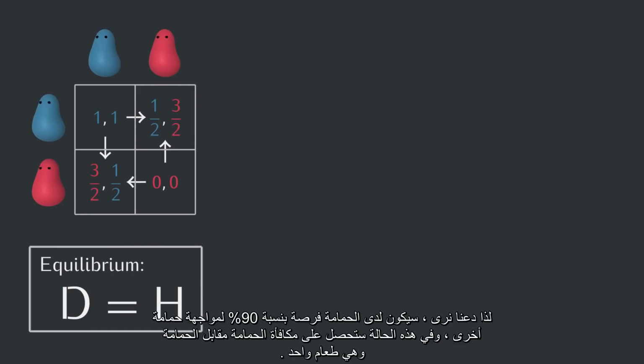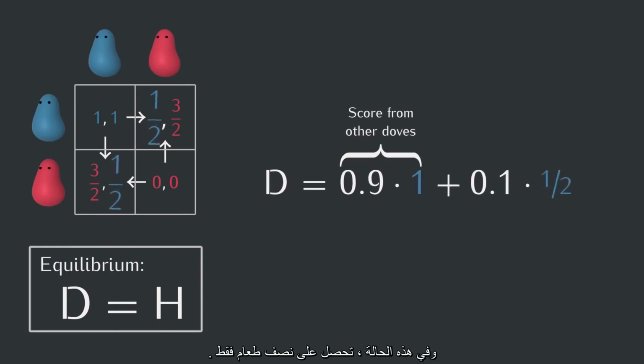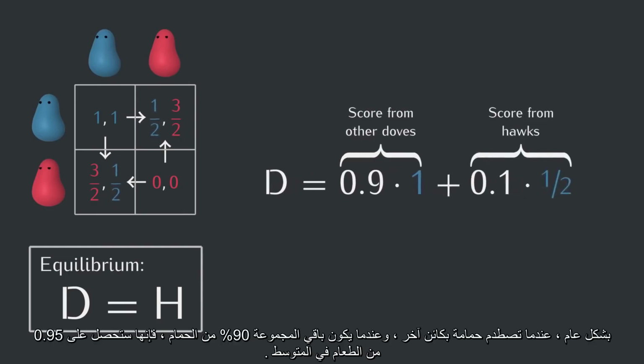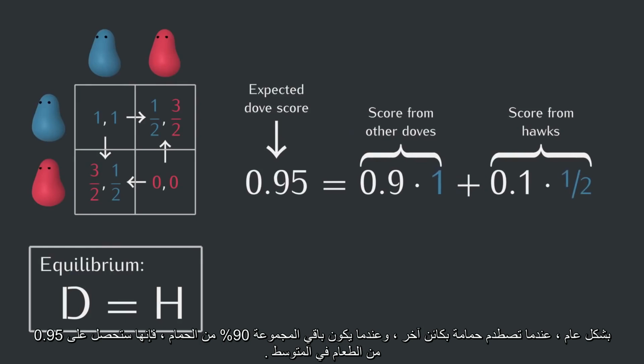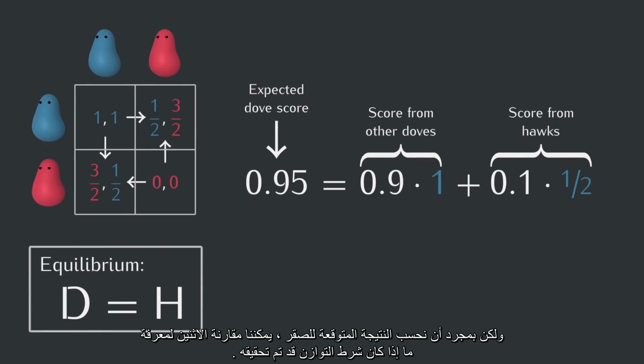So let's see, a dove will have a 90% chance of facing another dove, in which case it gets the dove versus dove payoff of 1 food. And a dove also has a 10% chance of facing a hawk, right? That's just the rest of the creatures, in which case it only gets half a food. So overall, when a dove runs into another creature when the rest of the population is 90% doves, it'll come away with 0.95 food on average. This number is pretty meaningless on its own, but once we calculate the expected hawk score, we can compare the two to see whether the equilibrium condition is met.